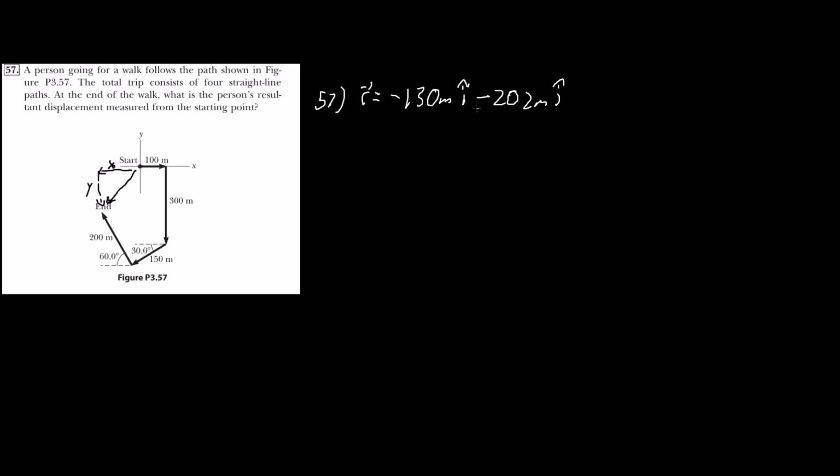So those are the components. We're going to get the angle. Both of those are negative, so we're going to take tan inverse of that and add it to 180. So you should get 237.2 degrees. That's the angle.